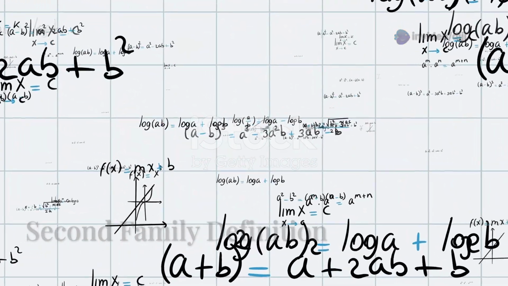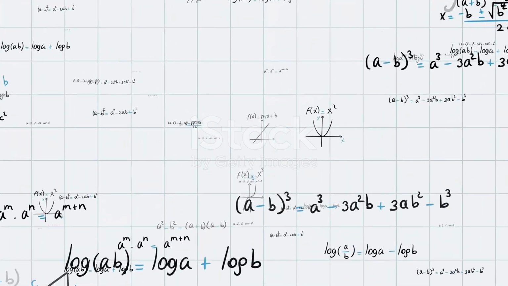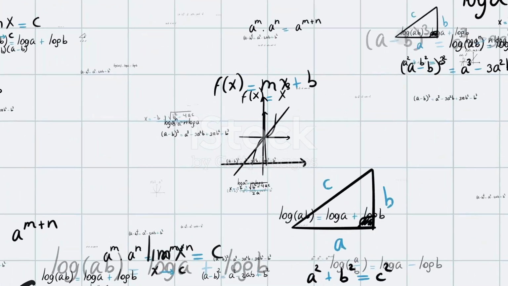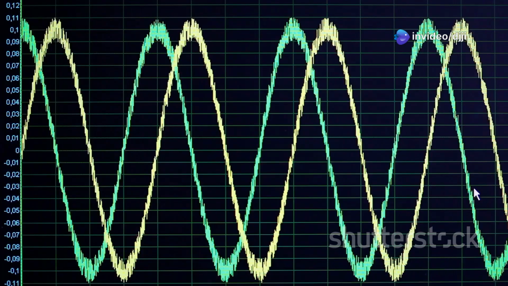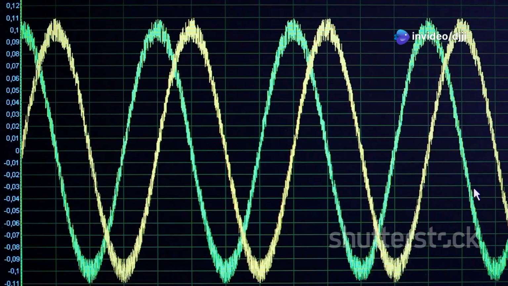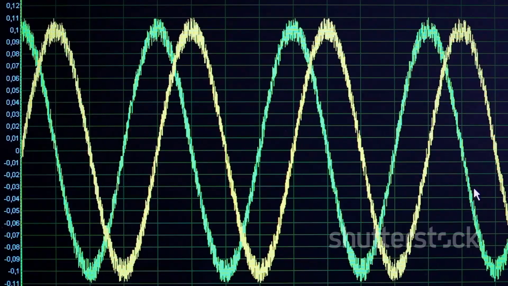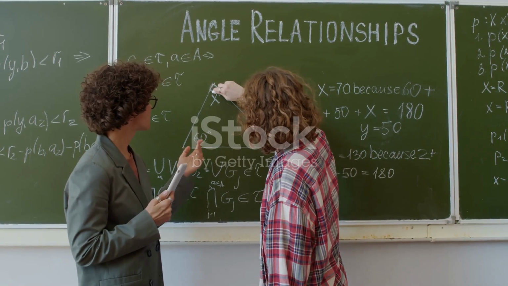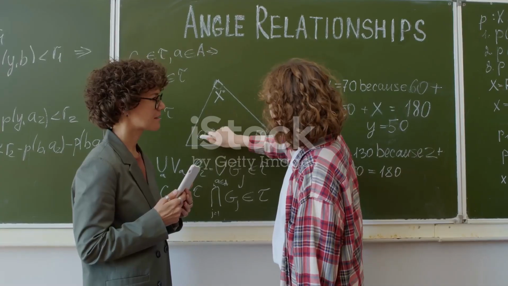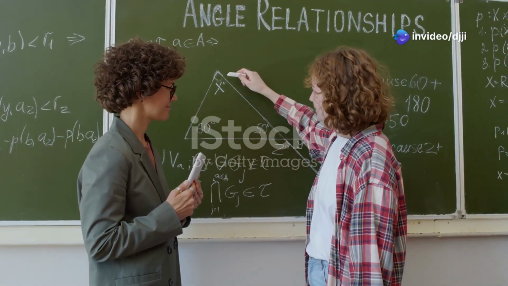In trigonometry, the second family refers to the trigonometric functions whose values are positive or negative in specific quadrants. Specifically, in the second quadrant, which ranges from 90 degrees to 180 degrees, only the sine function and its reciprocal, cosecant, are positive. All other trigonometric functions, cosine, tangent, secant, and cotangent, are negative in the second quadrant.